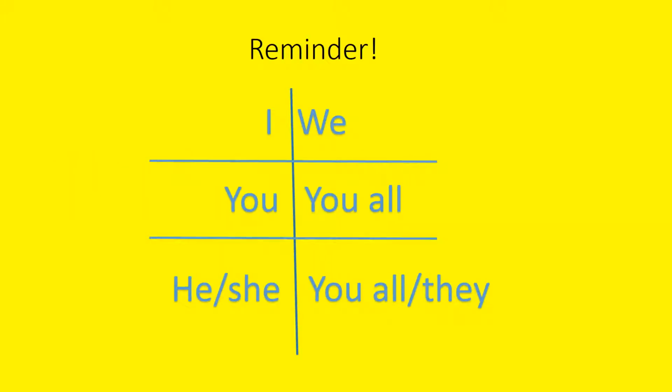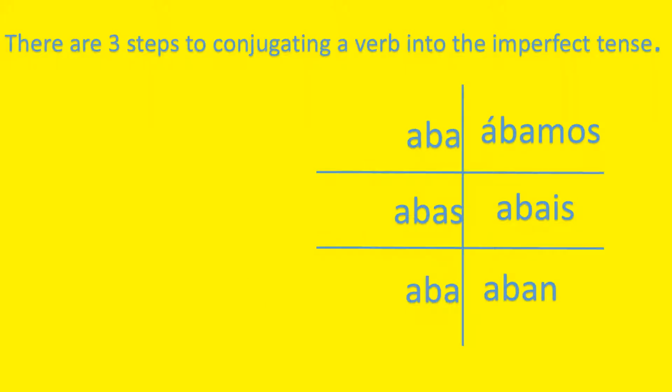First off, let's remember where each of the pronouns are in each of the boxes. By now, hopefully you have this memorized. If not, take some time to commit it to memory. All right, there are 3 steps to conjugating a verb into the imperfect tense. Very, very similar to everything we've learned so far with verb conjugation.